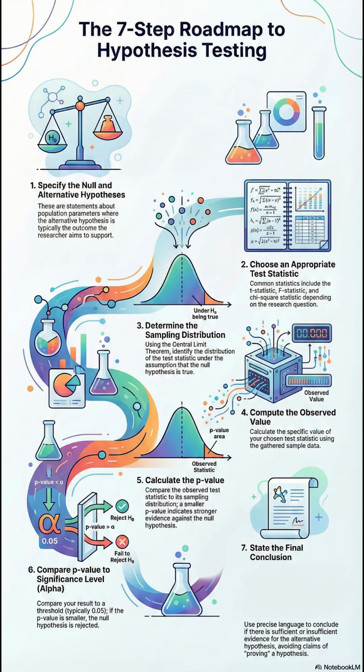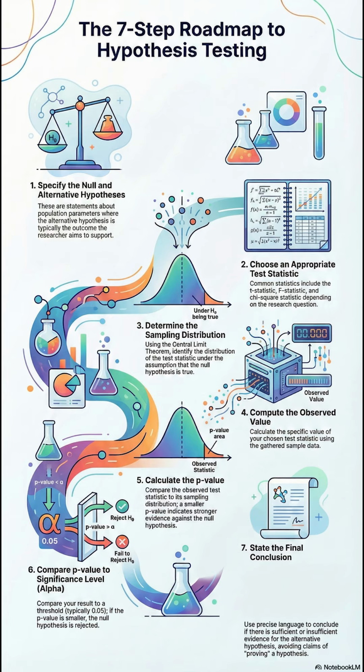In most cases, researchers aim to find evidence supporting the alternative hypothesis, although in some situations, they may wish to retain the null hypothesis. The second step is to choose an appropriate test statistic. Common test statistics include the t-statistic, f-statistic, and chi-square statistic.